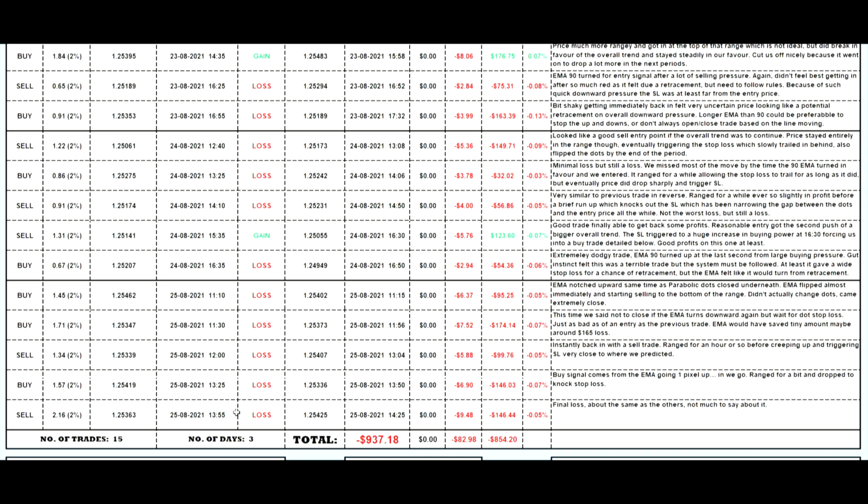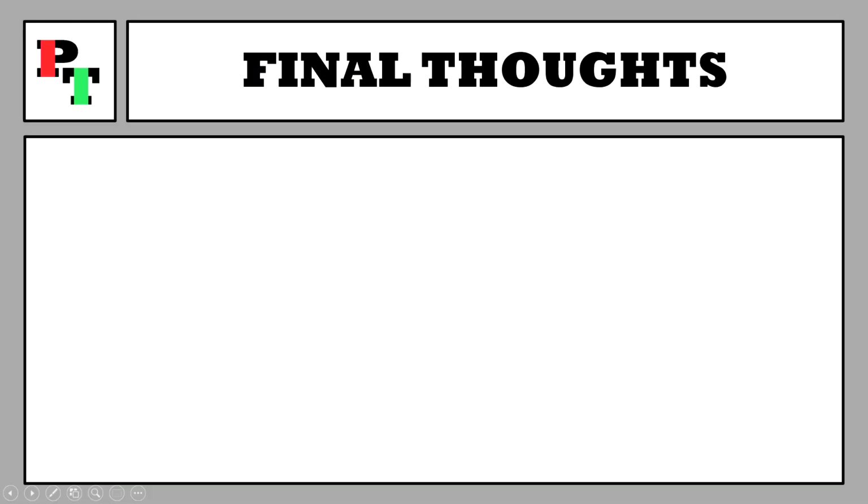Sometimes it just ranges for a couple periods where it gives you that signal and you go in again at the top of the range just to get stopped out. And you can see that commission building up as well. That's just under 10%. The red runs heavy for the parabolic dots. We do have more to say about it though in our final thoughts.